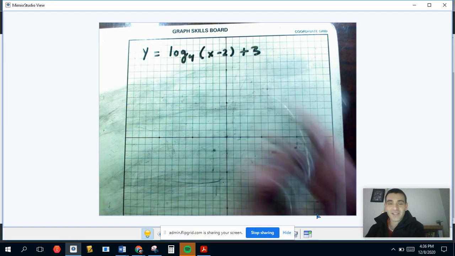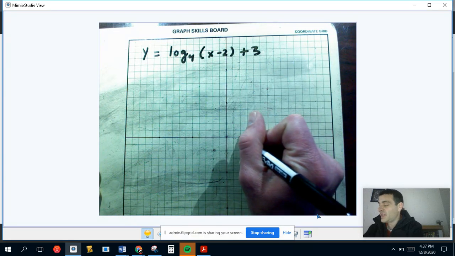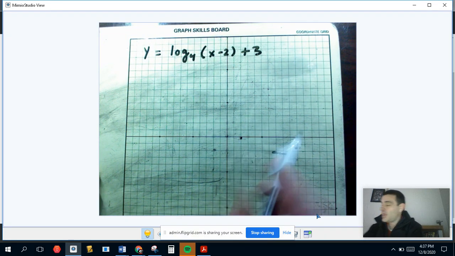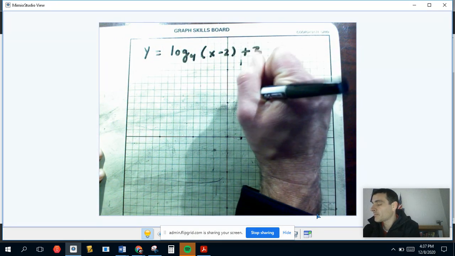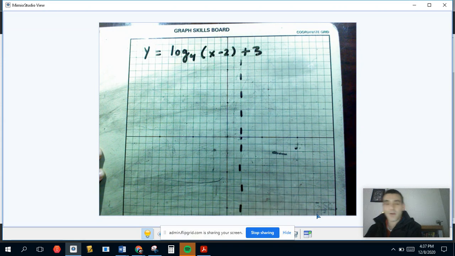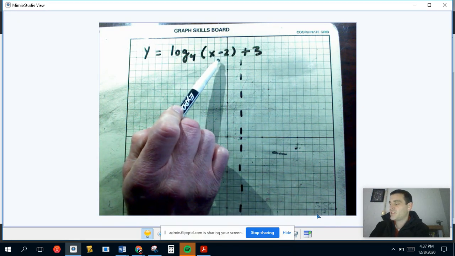Generally, anything on the inside of a parenthesis represents a horizontal shift, and we change the sign. So I'm going to change that to x equals 2 instead of negative 2. I'm going to make a vertical asymptote here. So I'm going to make a dashed line. This is not part of the graph, but it helps us draw the graph. So change the sign here.